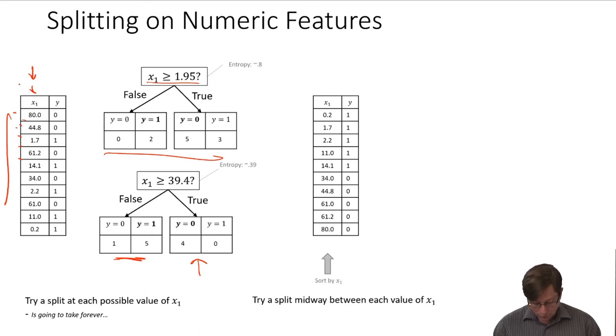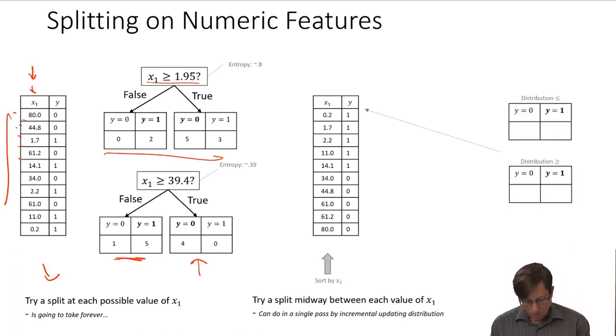Anyway, you've sorted by the value of x1. Then you can consider what we were trying to do, split at each possible value, by doing a single pass across this and incrementing the statistics as you go. And we're going to see how to do that. So you might start by saying, what if I split at something below 0.2? So let's say I split at zero. What happens if we split there? The distribution of samples below this is 0, 0, and above it is 5, 5.